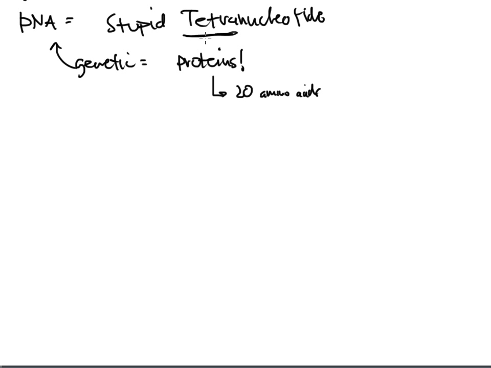Well, long story short, those researchers that thought that proteins back in the day were the genetic carriers were wrong. And this stupid tetranucleotide that they thought was just a waste of a molecule was actually the genetic carrier. So how did all of this get started?